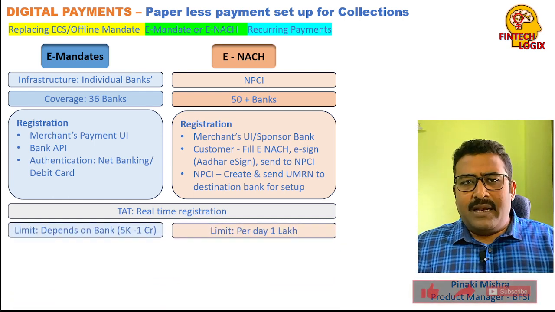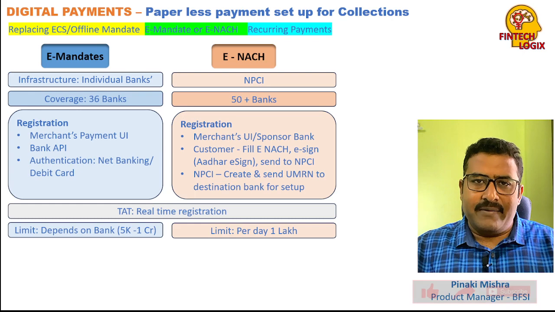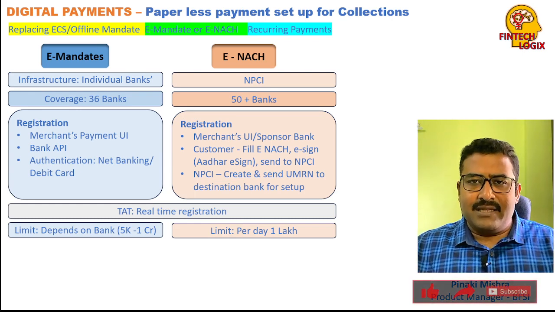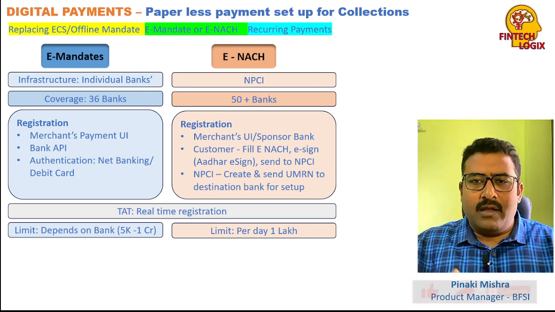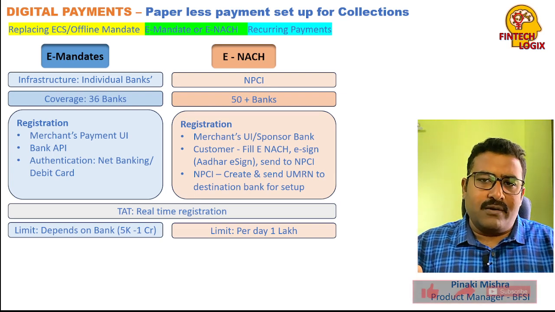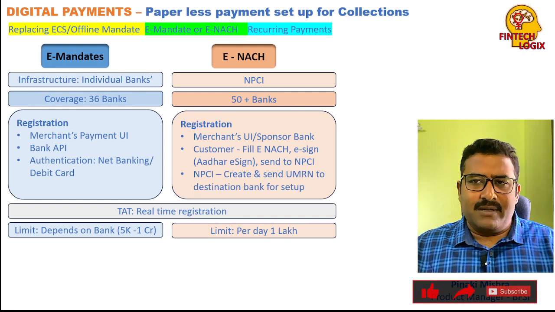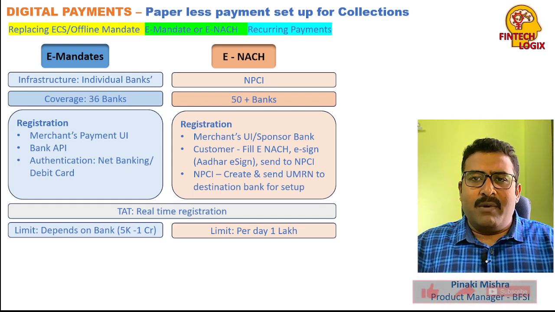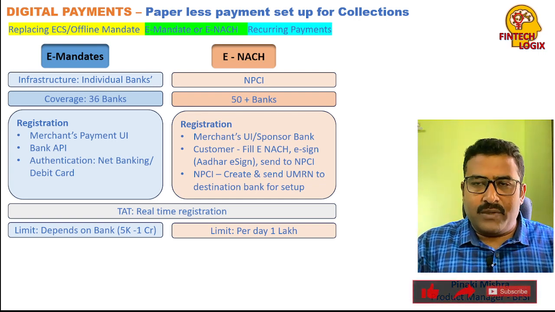Now the limit, if you look at it, normally the limit of your e-mandates is slightly higher. It can start from 5,000 and go up to 1 crore. For e-NACH, this is normally 1 lakh payment per day. So normally for loan repayment purposes up to a certain value, e-NACH works smoothly, because 1 lakh would be a good amount for your repayment amounts. But if it is higher loans, then probably people go towards e-mandates.